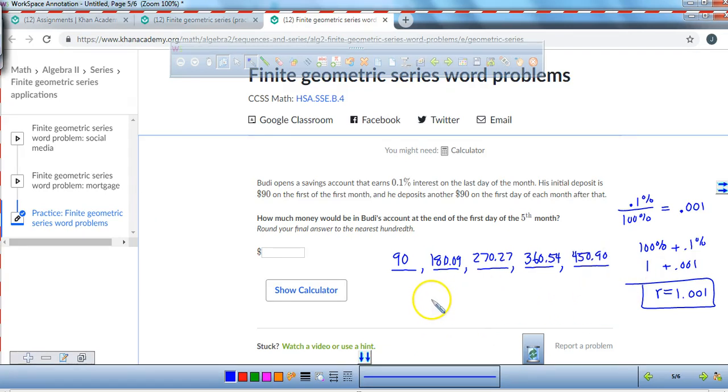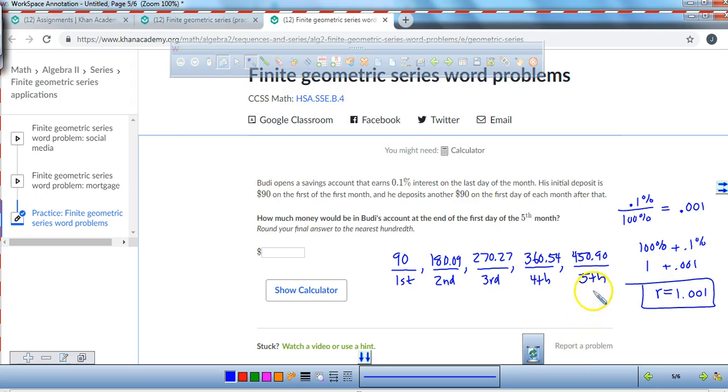So right here, this is after the first one. This is where he puts money in, opens up a savings account. On the last day of the month, his deposit gets that interest. So at the end of the second month, he's right there at that. Then this is going to be the third, this is going to be the fourth, and this is going to be the fifth.